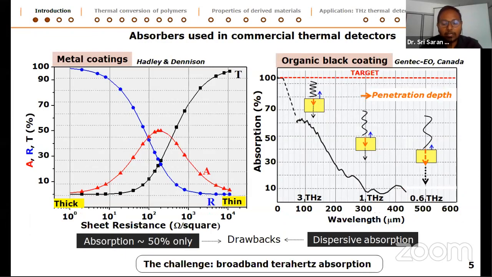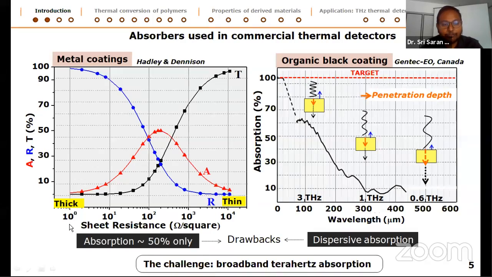And what are the drawbacks of the current absorbers used in commercial thermal detectors? Actually, we find two different kinds of materials, that is metal coatings and organic black coatings. If you see the metal coatings, the absorption is given in red, the reflection is given in blue, and the transmission is in black. As you see, as you vary the electrical sheet resistance, the properties change.